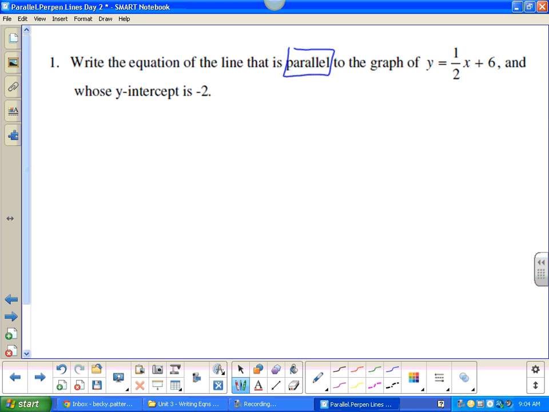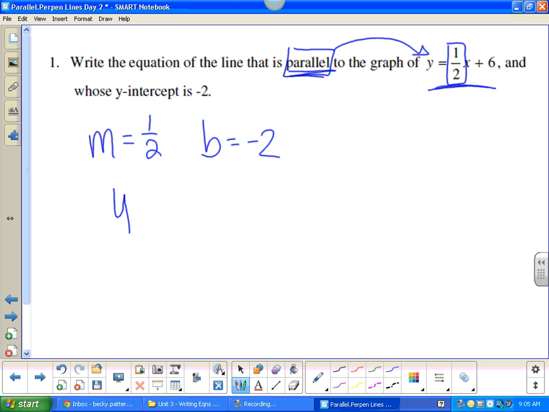I want to be parallel to him. This is not me. This is what I want to be parallel to. Well, his slope is a 1/2. So if I want to be parallel to him, then my slope needs to be a 1/2. It also tells me that my y-intercept is a -2. Well, that's my b. So y equals 1/2 x minus 2.